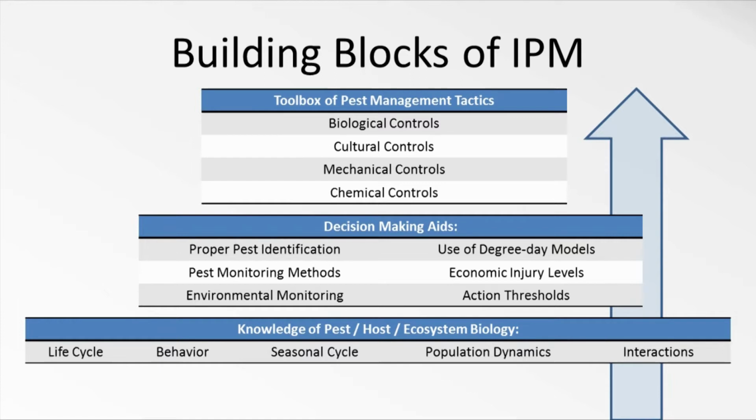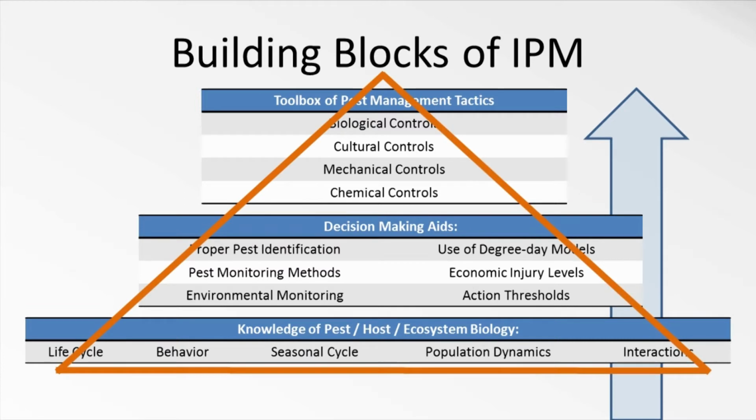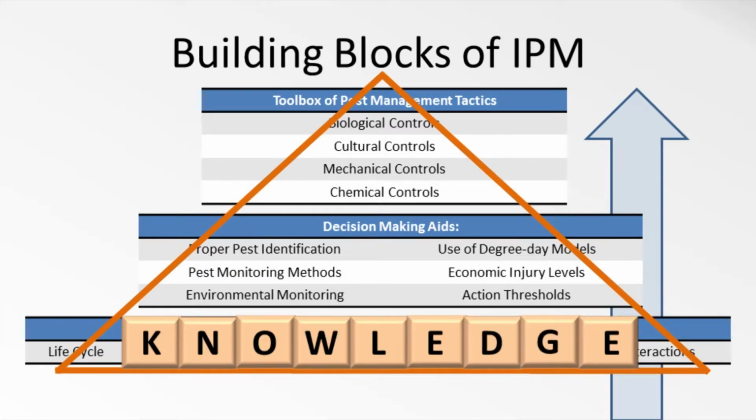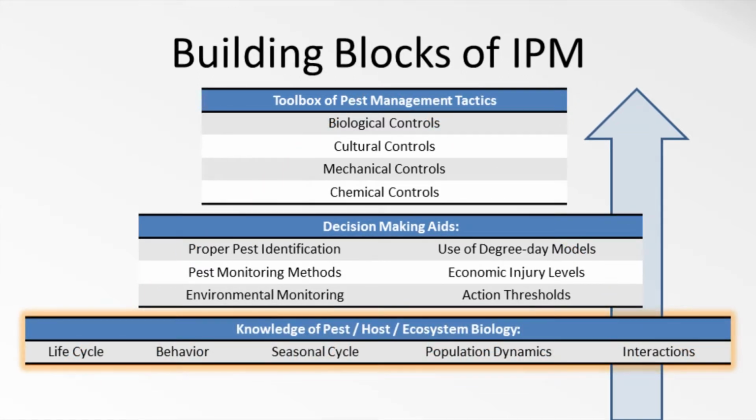This graphic outlines the building blocks of IPM. As you can see, we've built this graphic as a pyramid, and like any pyramid, a strong foundation is critical. The foundation of the IPM process is knowledge. The more you know, the better decision you will be able to make. You need to know about your pest life cycle, behavior, how its population is going to grow. You also need to know about the host, what the value and growth habit of that plant or crop are, and how both the host and pest fit into the larger ecosystem of your garden or your field. We'll discuss the individual components in just a moment.